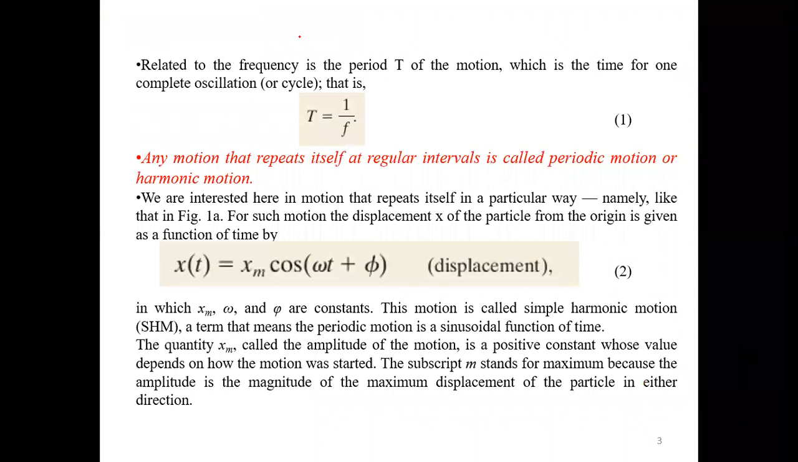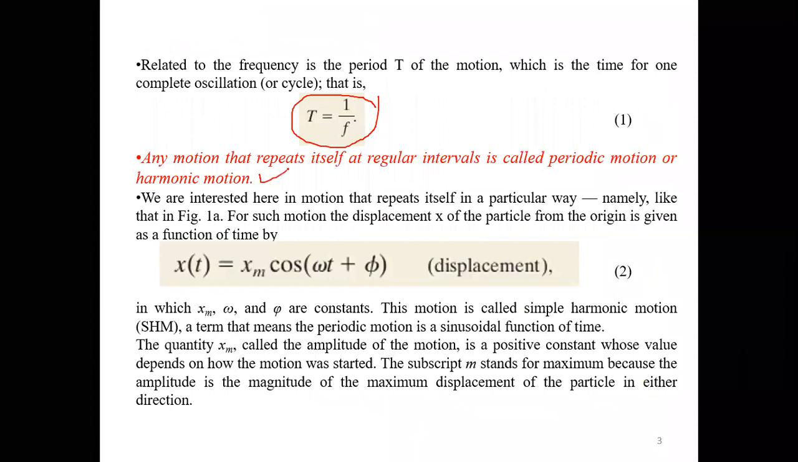So, related to the frequency that I have already mentioned, T equals 1/f, or f equals 1/T. Any motion that repeats itself at regular intervals is called periodic motion or harmonic motion.